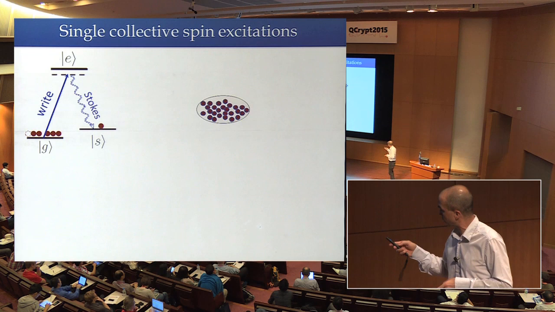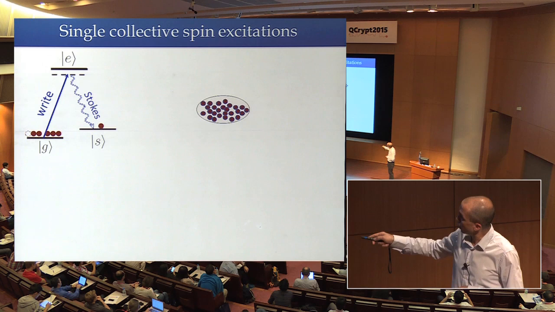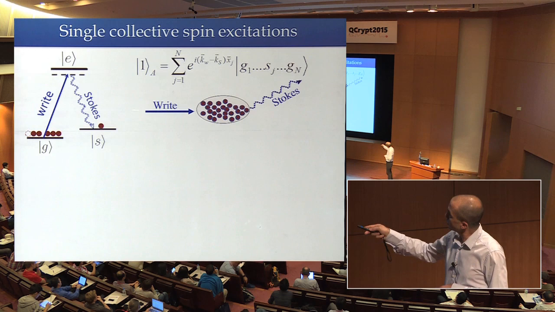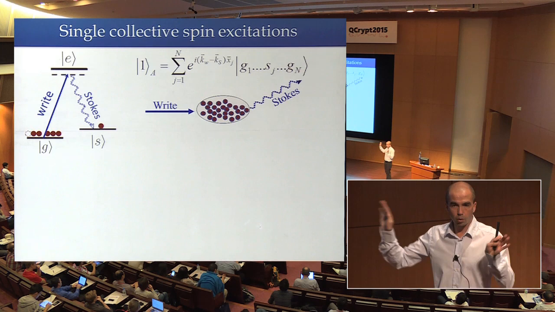So we start with the lambda system like this. And at the beginning, all the atoms are in G. Now we send a laser pulse that we call the write pulse, which is slightly detuned from the excited state. This laser pulse will, from time to time, emit a photon on this transition that we call the Stokes photon. There will be photons emitted in 4π, in all directions, but we concentrate on one particular direction.